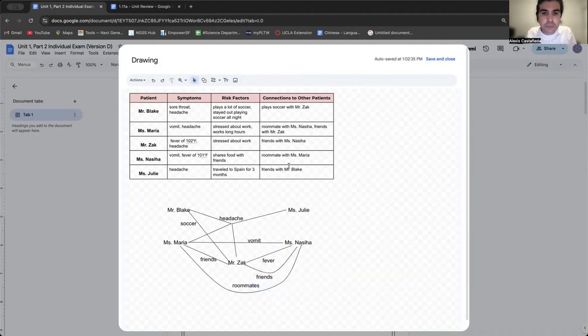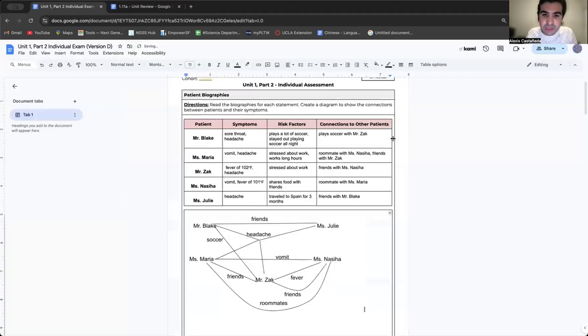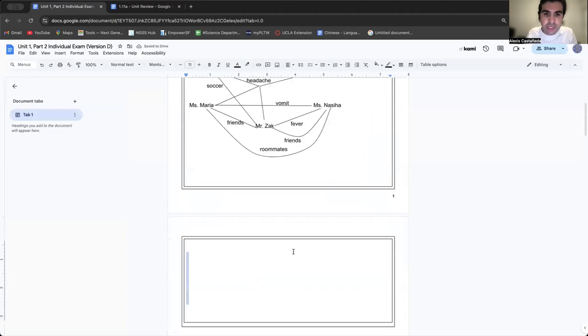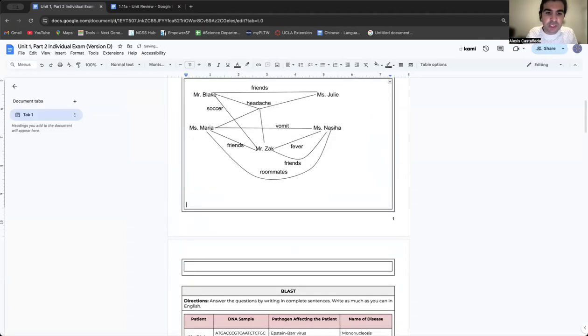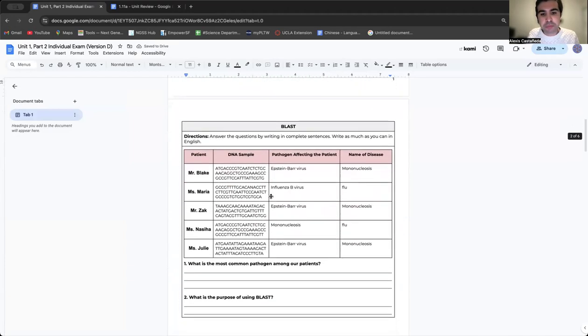Okay. And let's see, we have that Miss Masiha is roommates with Miss Maria. We already wrote that down before. And then we have Miss Julie is friends with Mr. Blake. So Mr. Blake and Miss Julie are friends. Friends. Okay. And that's it. Those are all the connections. Your diagram might look a little bit different, but it should still have all these important connections in them. This basically just helps us see, right, who might have infected the other people.